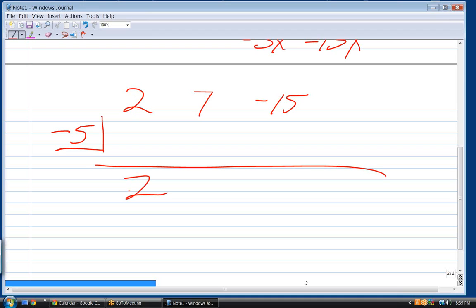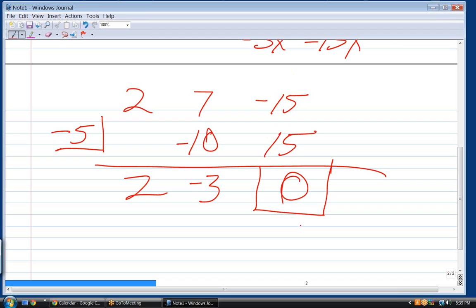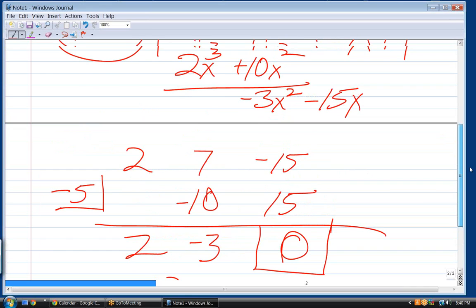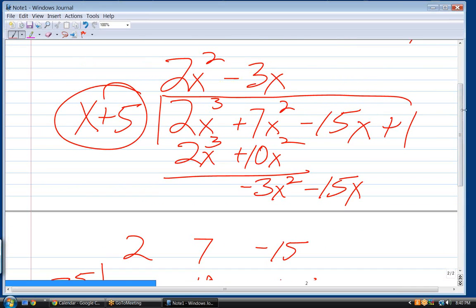Then you multiply this by this to get minus 10. And then you add the two numbers to get minus 3. Then you multiply minus 5 by minus 3 to get plus 15. You add these two numbers, you get 0. That's your remainder. And in fact, we know what the answer is. It's 2x squared minus 3x, which is the same thing we got when we did it by long division.